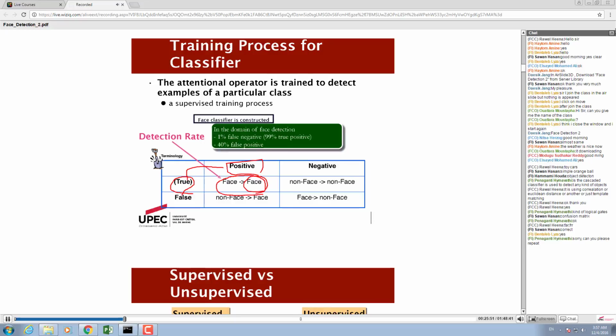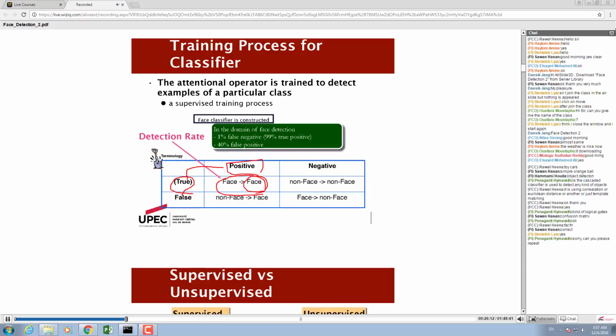Is it clear? So face input, face output. That is true positive. That is the correct answer, and it is a positive answer. Clear? Okay. So let's look at the next case. True negative, on the right side here.